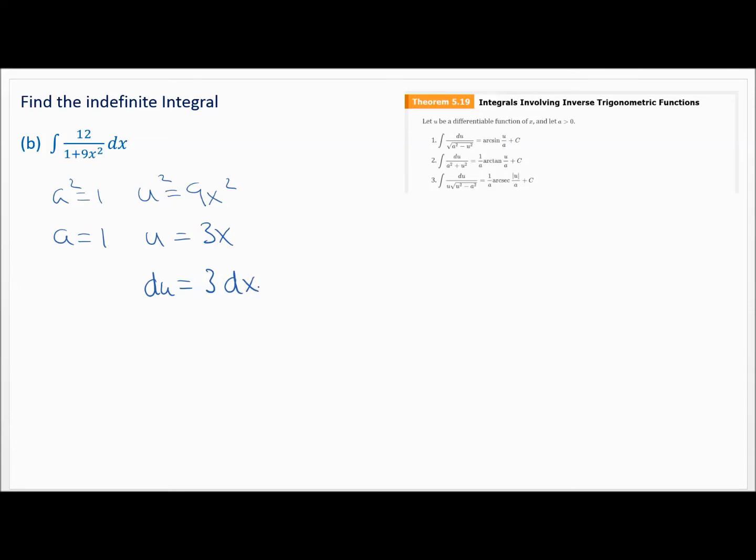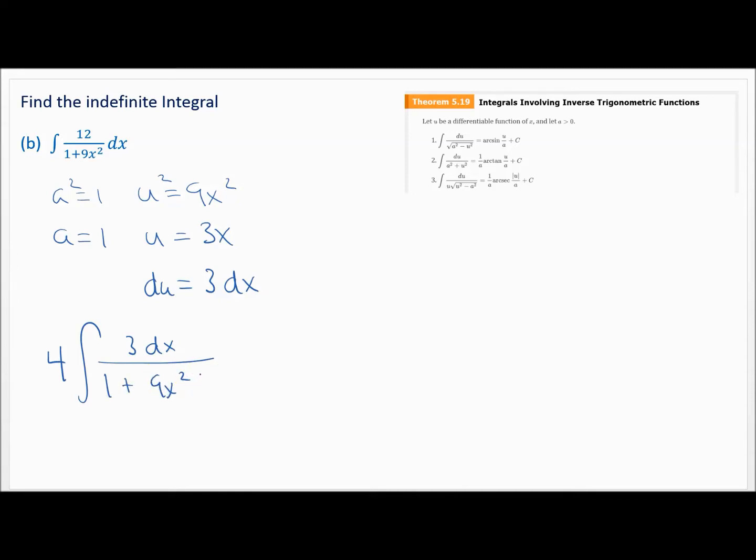Notice in my problem, here's a squared, so we can substitute for it. Here's u squared, we substitute for it. We need a 3 dx. Look, we have a 12 dx. What am I going to do about that? Well, here's one thing I could do. I could write a 4 out here, and then on top now I do have a 3 dx, because 3 times 4 is 12, over 1 plus 9x squared. It's the same thing, right?